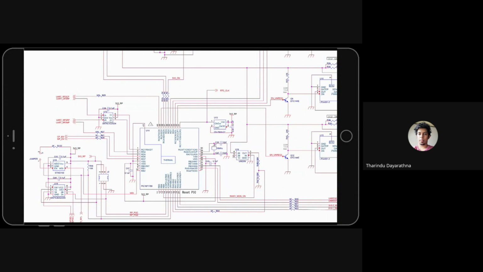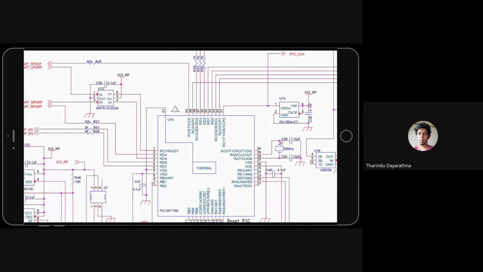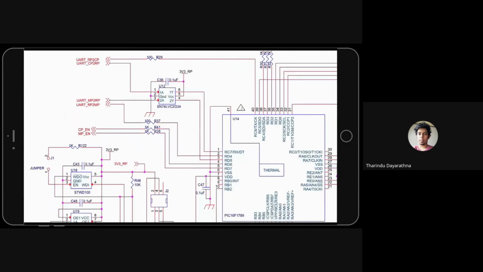Then you can see here RD6 and RD7 are the comp peak power enable line and main peak power enable line. If you want to turn on the main peak, you have to first program the reset peak to enable this line to 1 and enable this line to 1. If you want to turn on the comp peak, you have to make this line 1 using this reset peak. Okay, otherwise those peaks will not be running. Understand?